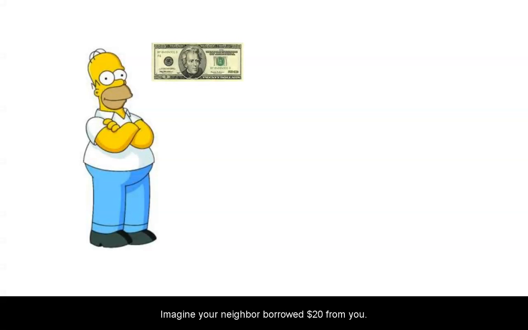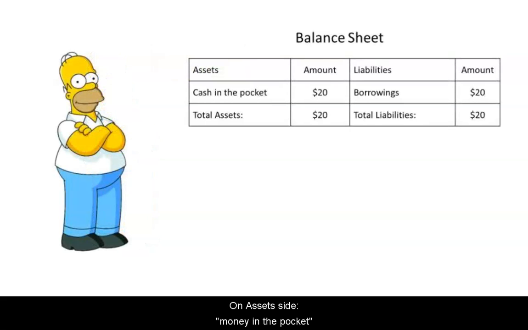Let's look at a simple example. Imagine your neighbor borrowed $20 from you. At this moment, his balance sheet changed the following way. On the assets side, money in the pocket equals $20. And on the liability side, borrowed from neighbor equals $20 too.